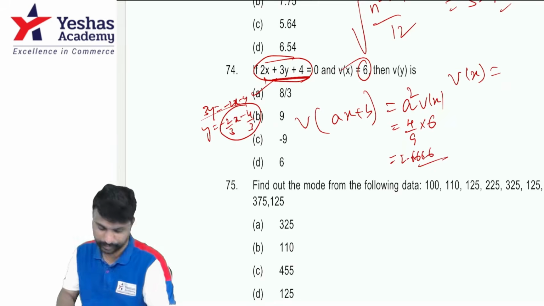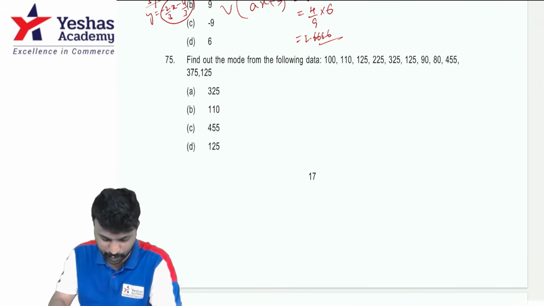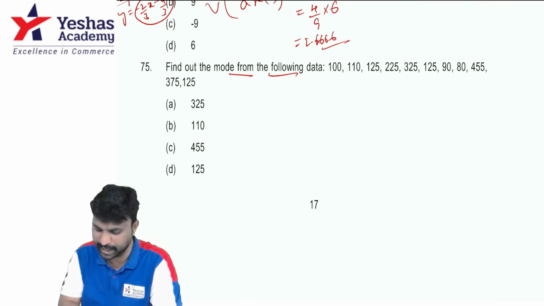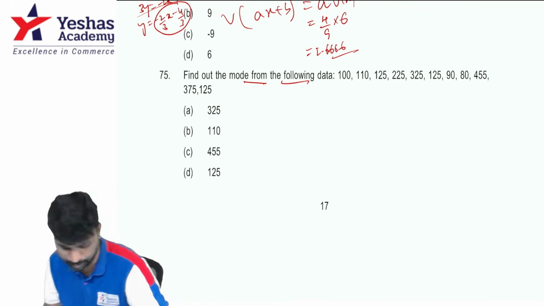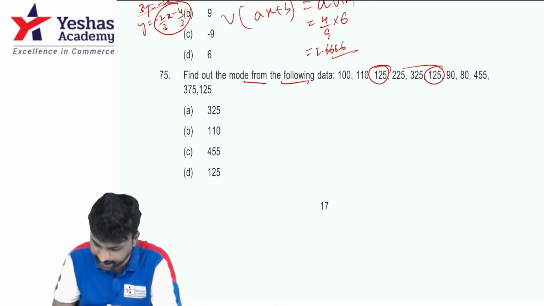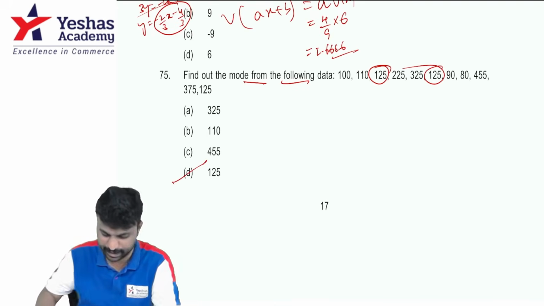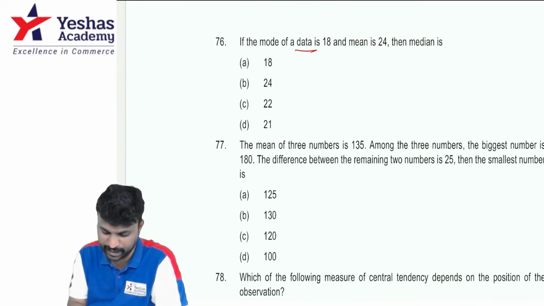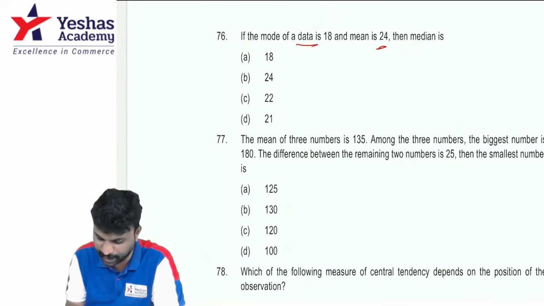You understood. Moving on to the next question, find out the mode for this data. Guys, the most repeated value is only the mode. It's clearly 125. Option D is the right answer. The mode of the data set is 18. Mean is 24. What is the median?